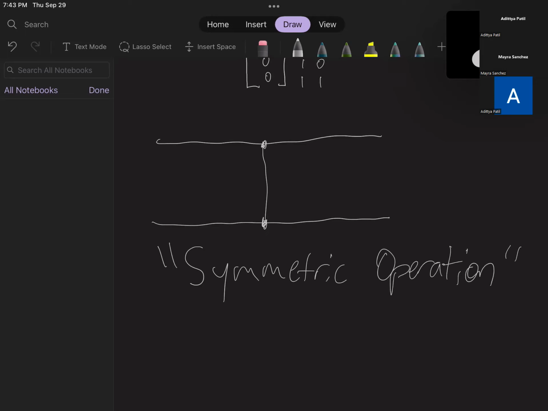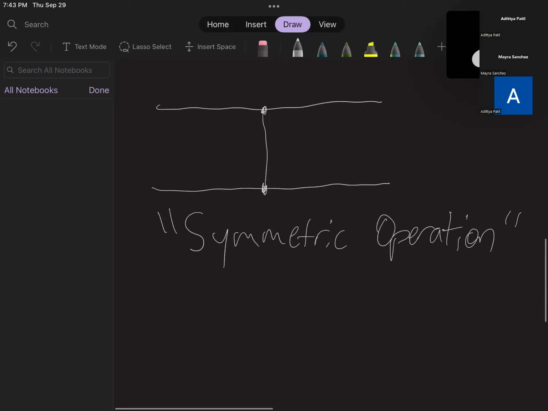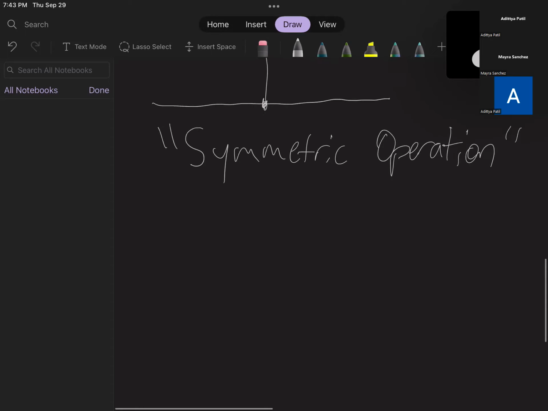So what exactly does a symmetric operation mean? One thing you might note about the drawing of this is that both of the qubits that this gate is acting on are denoted as control qubits. And so what happens to one happens to the other, and what happens to the other happens to the original. So it is known as a symmetric operation.